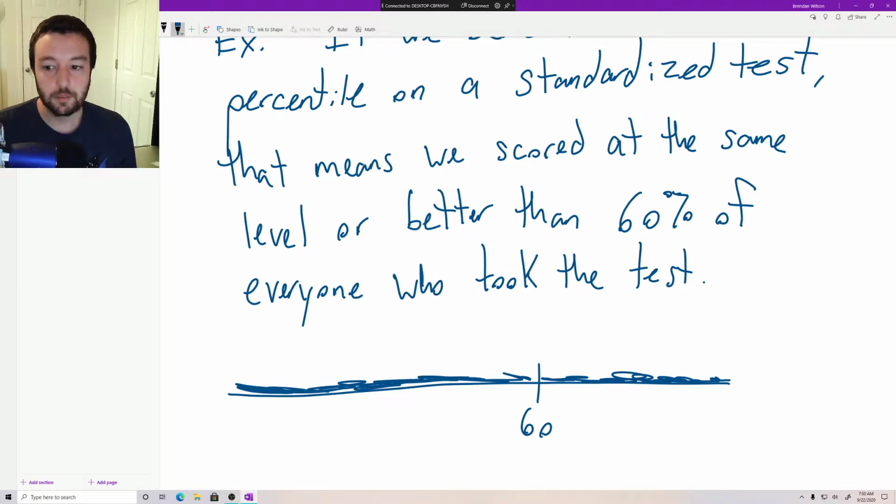If they were in the 5th percentile for weight, that would mean that they weigh the same or more than only 5% of kids their age, right? So it's basically telling you how much of the data is below this point. Okay.